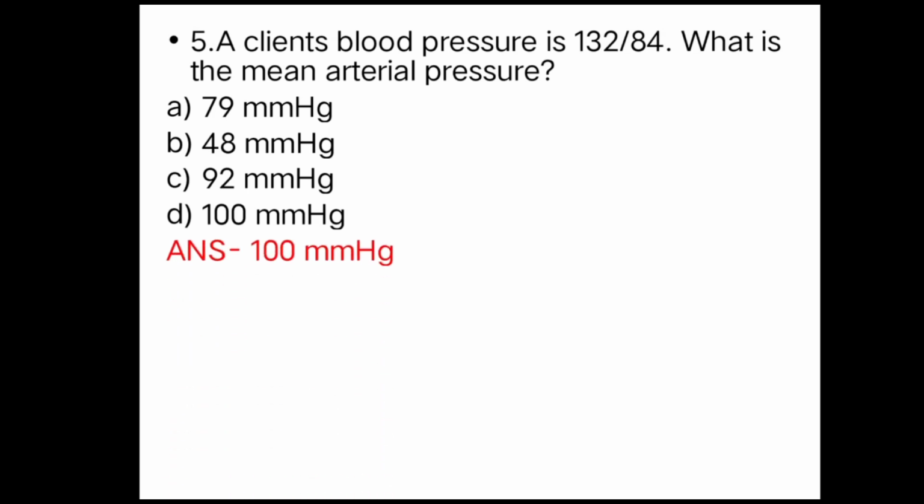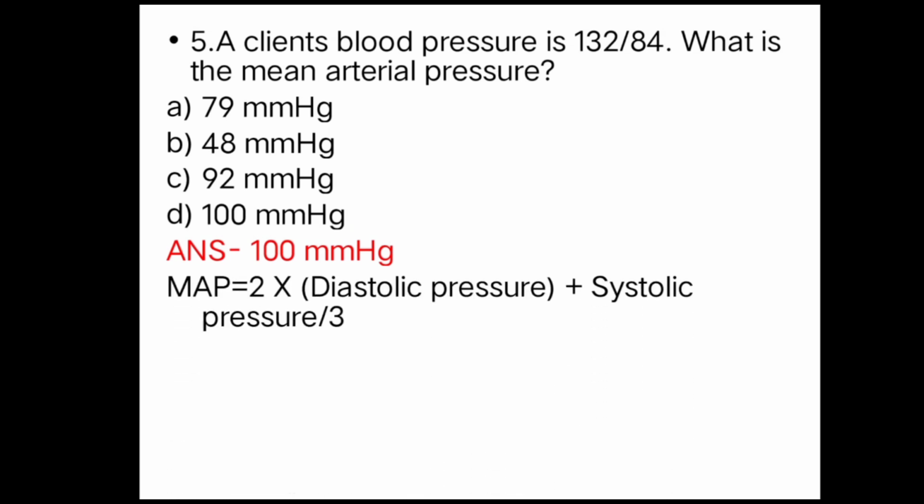Now we will identify how this 100 mmHg has come for this question. Before that we must know the formula of mean arterial pressure. The formula is: mean arterial pressure is equal to 2 multiplied by diastolic pressure plus systolic pressure, divided by 3. The diastolic pressure is 84 mmHg, and the systolic pressure is 132. By applying these values in the formula, we will get the answer. According to BODMAS, first we have to do the multiplication, then only the addition.